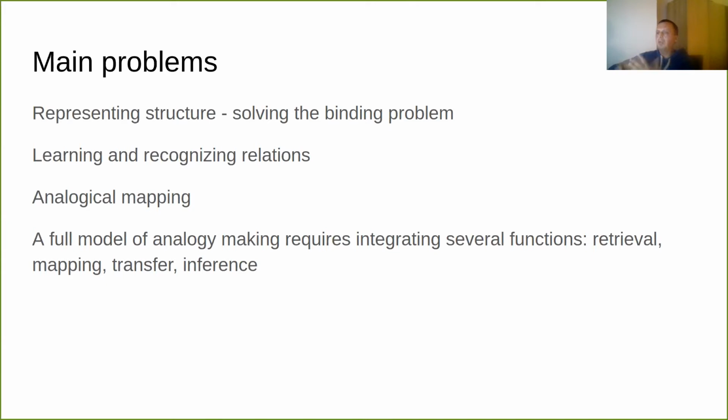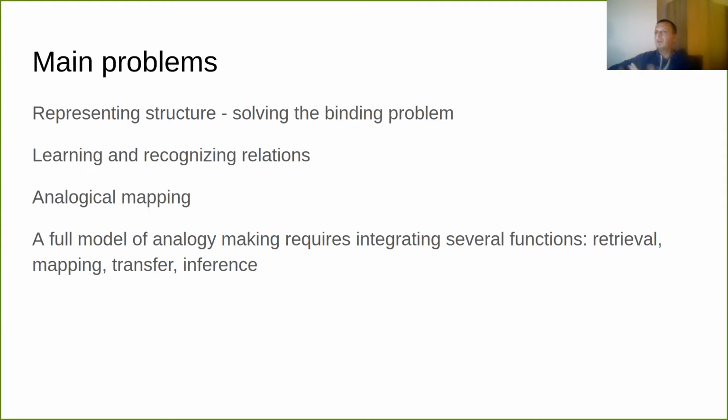So how do you temporarily bind together pieces of information? This binding problem is fundamental to understanding cognition, and in particular to understanding relational reasoning and analogy making. So we'll spend quite a lot of time today talking about the binding problem and how it can be addressed. But apart from the binding problem, there are other problems.